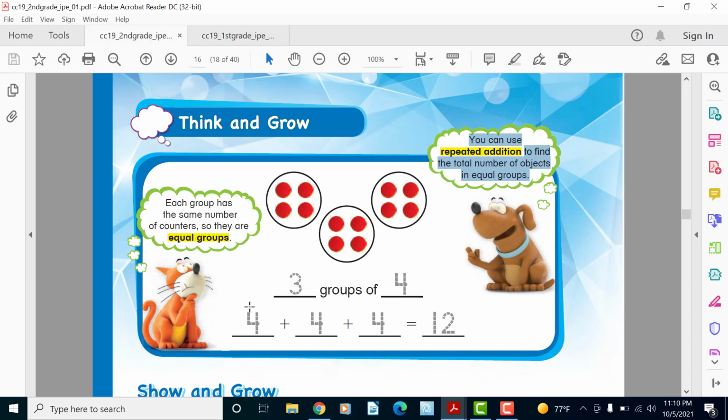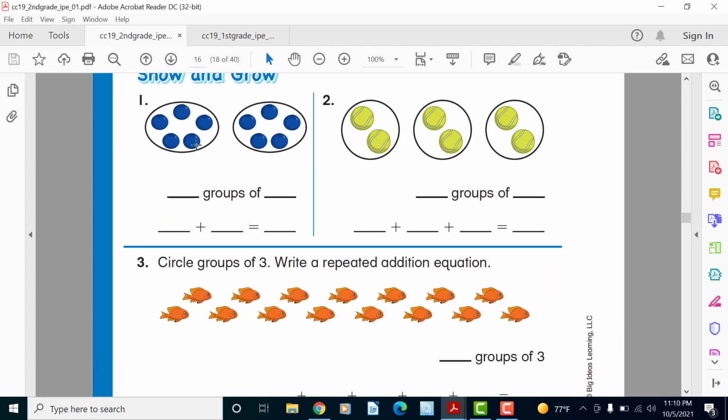So do you see 3 groups of 4? So they put 4 for one circle, plus 4 for the other circle, plus 4 for the last circle. How much is that? It's 12, right? 4 and 4 you know is 8. And then if you count up 4 more, that's 8, 9, 10, 11, 12. All right. So same thing.